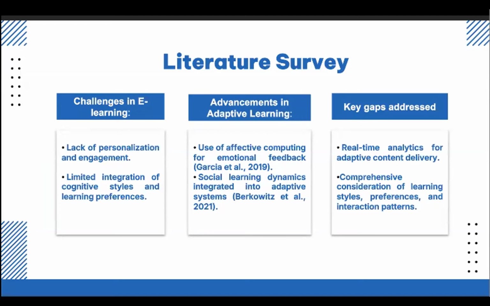On the other hand, the advancements in adaptive learning show promising solutions. Studies like Gracia et al., 2019 highlight the use of affective computing to capture emotional feedback, while Berkowitz et al., 2021 explored the integration of social learning dynamics into adaptive systems to foster collaboration. Despite these advancements, key gaps remain. Our research addresses these gaps by introducing real-time analytics for adaptive content delivery and incorporating a comprehensive approach to learning styles, preferences, and interaction patterns, ensuring a more personalized and effective learning experience for the students.